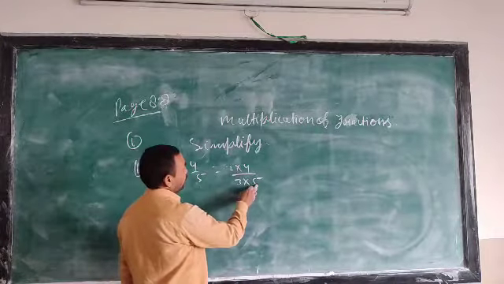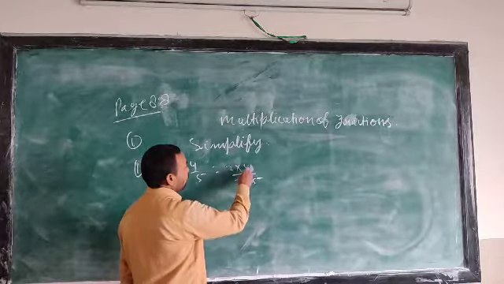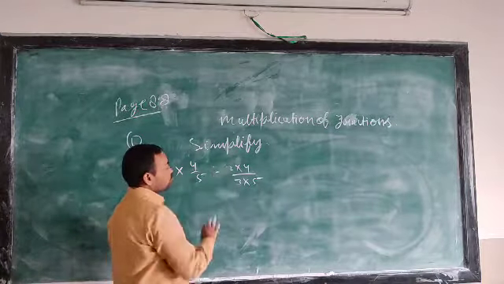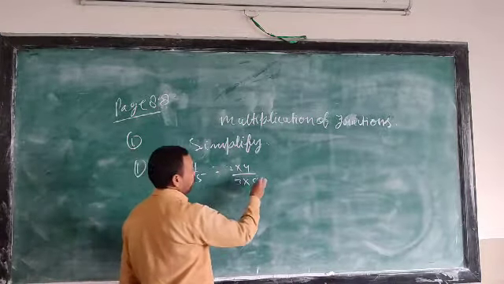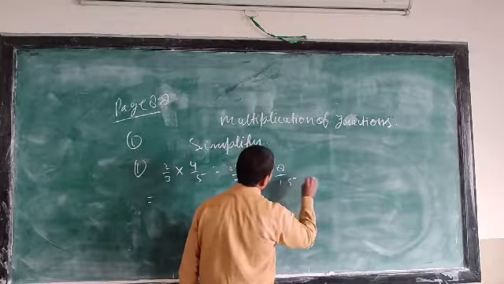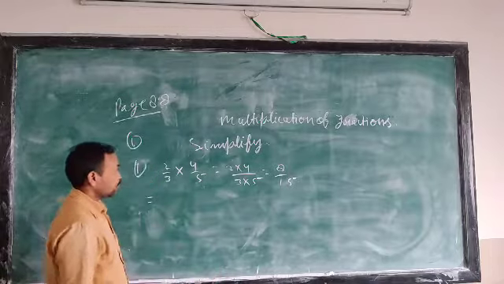See, 2 and 5 no common factor, 2 and 3 no common factor, 4 and 3 no common factor, 4 and 5 no common factor. So there is no common factor between numerators and denominators. You can write 8 by 15. This will be your answer.